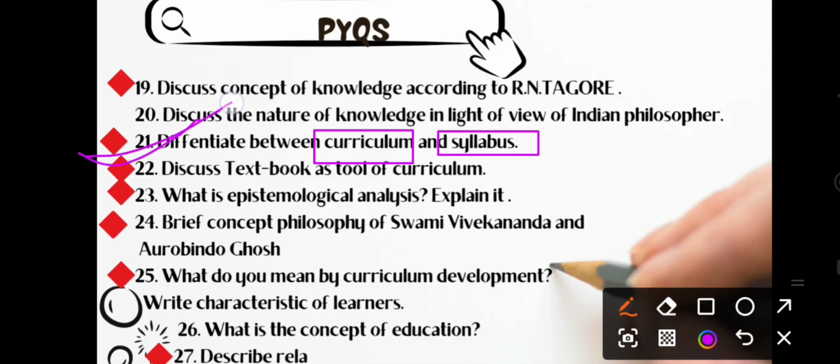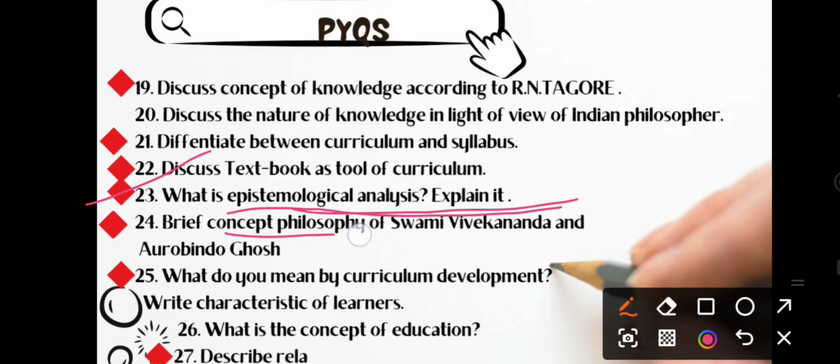Okay, important question: how do textbooks help in curriculum, or how are textbooks tools of curriculum? Moving toward the next question: what is epistemological analysis, explain it. It means educational philosophy.